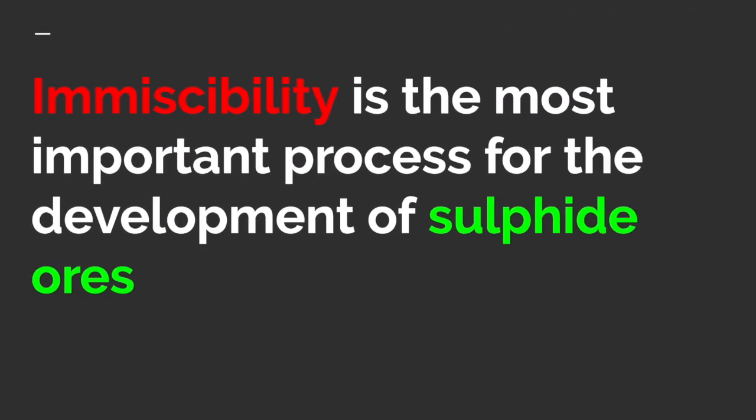The separation of two immiscible melts in magma is the most important process for the development of concentrations of sulphide minerals in magmatic rocks. Sulphide minerals are a minor component of most rocks, and when these rocks partially melt, the sulphide minerals dissolve in silicate melt up to the limits of sulphide solubility. That is, typically a few hundred ppm of sulphide minerals will be melted and enter into the silicate melt.